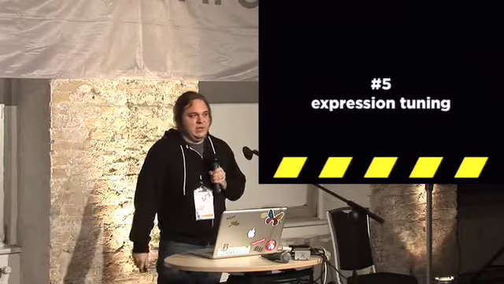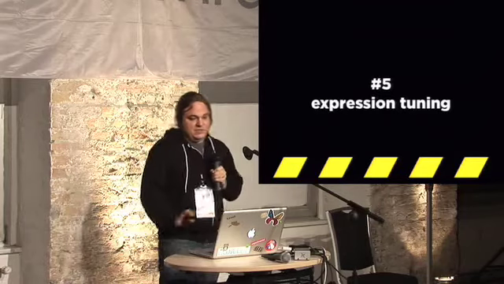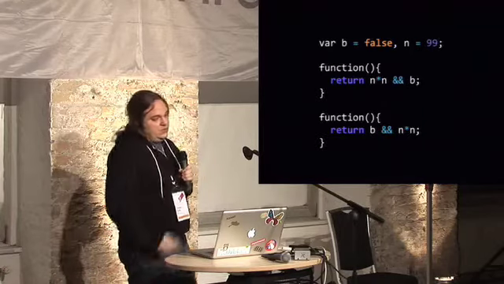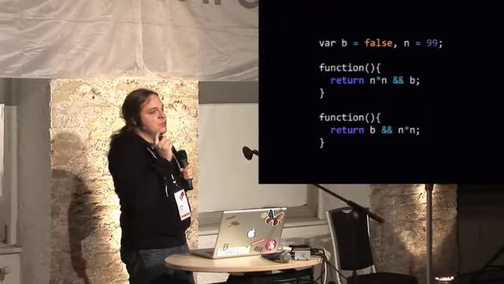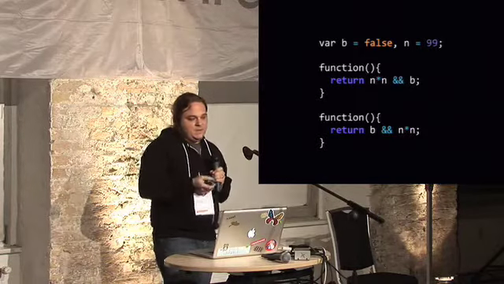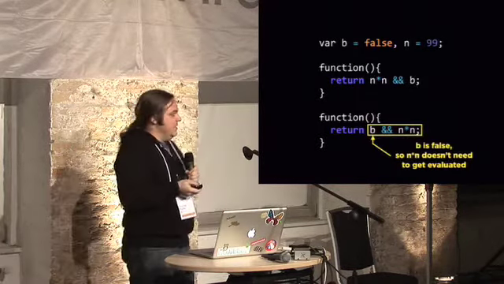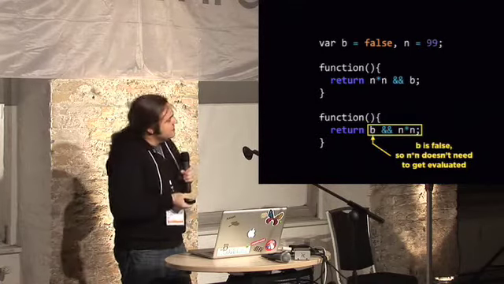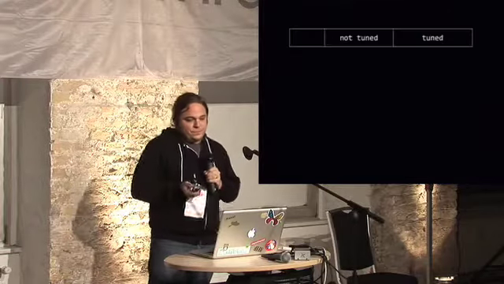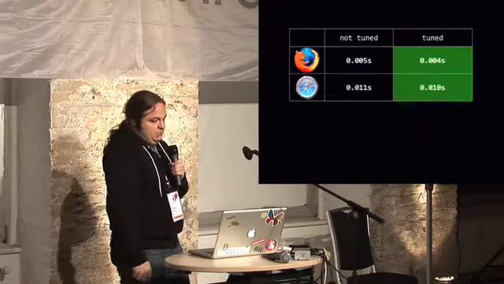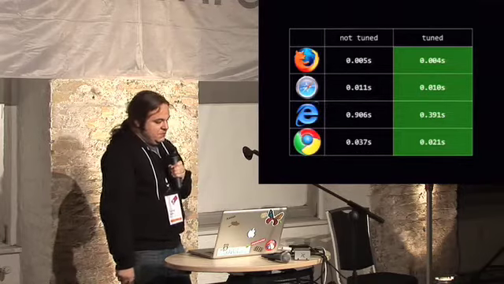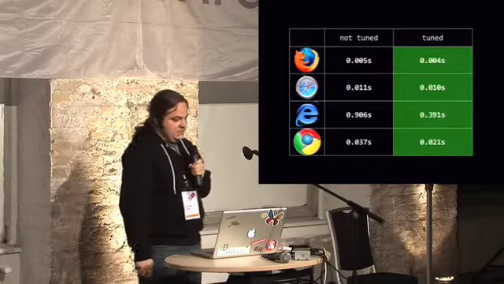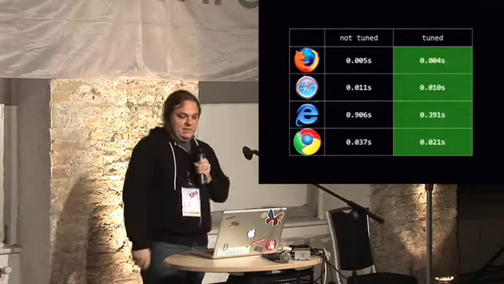Expression tuning, another low-hanging performance fruit in some cases. It's easily explained. You just switch around the order of your expressions in the way you expect them to mostly be in most cases. In this case, b is false, so the n times n part of this expression will never get evaluated. You can see it helps quite a bit. On IE, it's almost 3 times as fast. On the other browsers, it's also slightly faster.